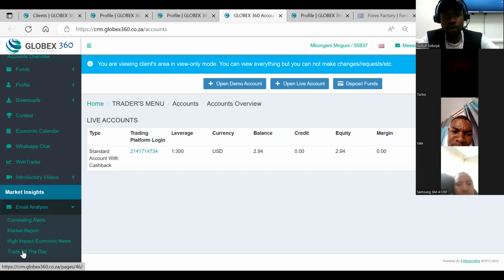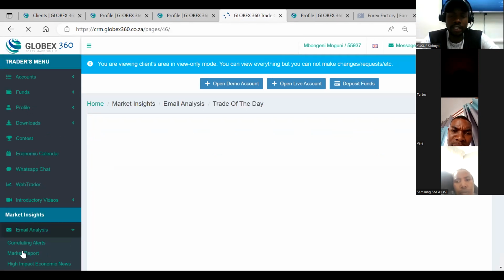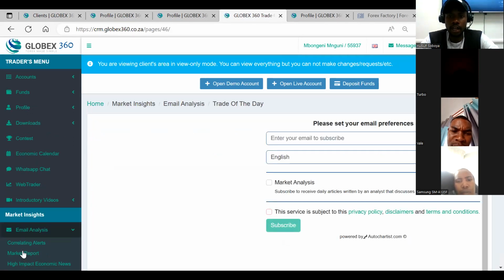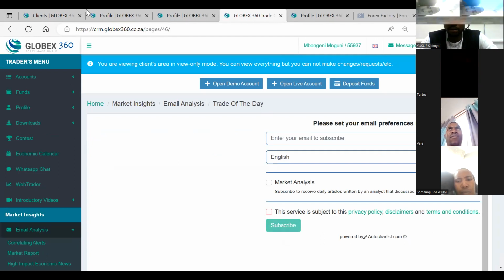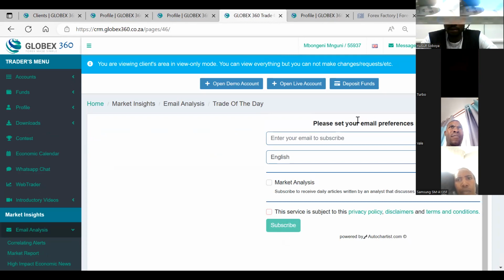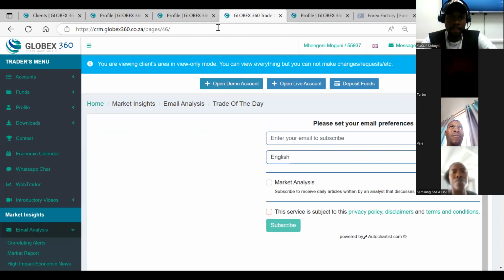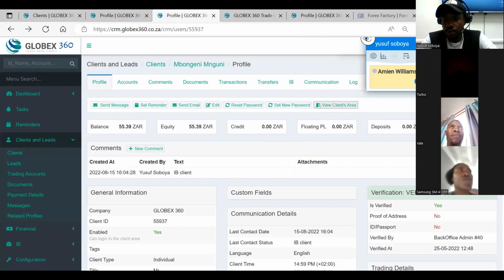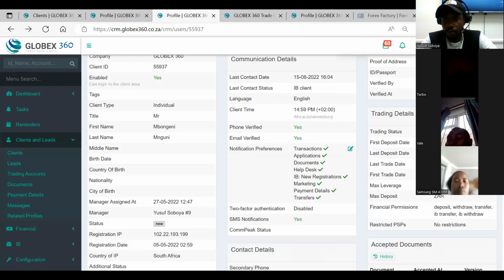So for example, trade of the day. You click trade of the day. Okay. Now, okay. So it means if you are new, it will need you to do this. Please set your email preference below, put your email address, English, and then you select market analysis service, and then you subscribe. Let me see if I can subscribe for this account.